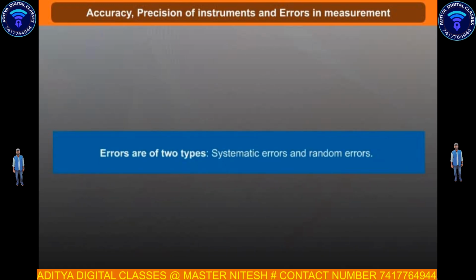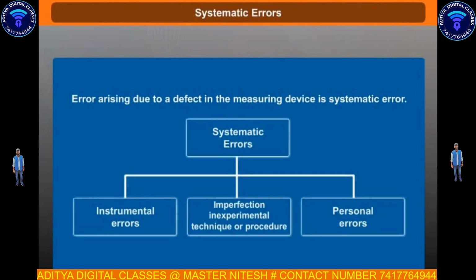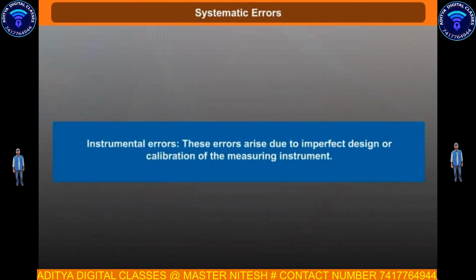Errors are of two types: systematic errors and random errors. Error arising due to a defect in the measuring device is systematic error. Systematic errors are of three types: instrumental errors, imperfection in experimental technique or procedure, and personal errors. Instrumental errors. These errors arise due to imperfect design or calibration of the measuring instrument.